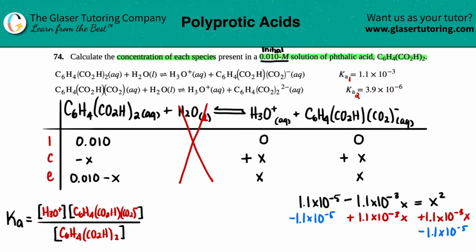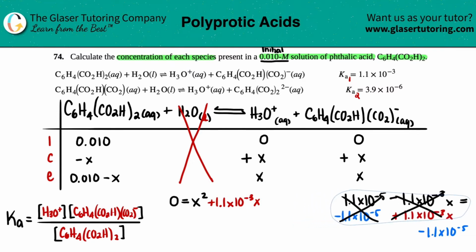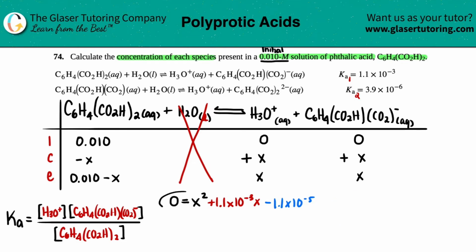We're basically going to get 0 equals, because everything on this side is going to cancel. So I get 0 equals, the x squared is coming along for the ride. Then the x value, so plus 1.1 times 10 to the negative third x. And if I just move this over for now and bring over the c value, there you go. Now I'm going to get rid of this. And here is my a, b, and c value.